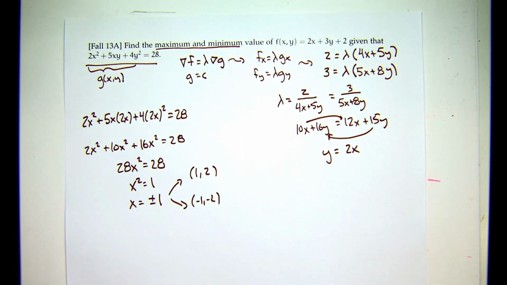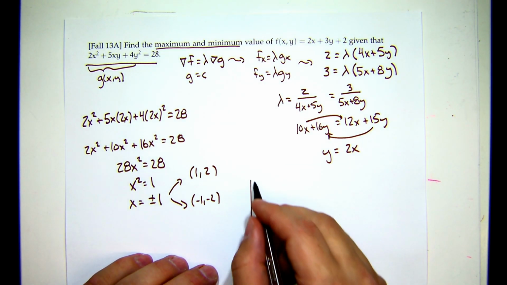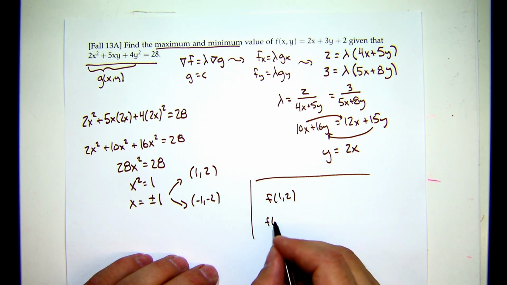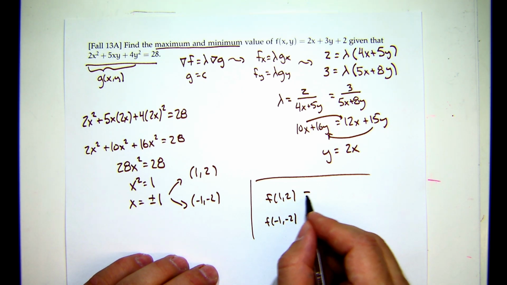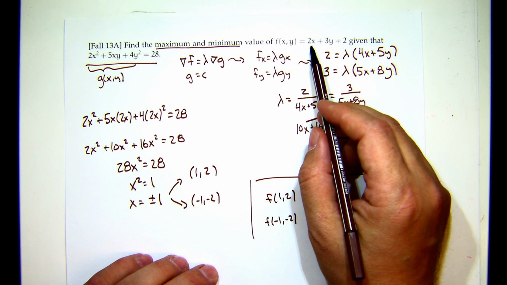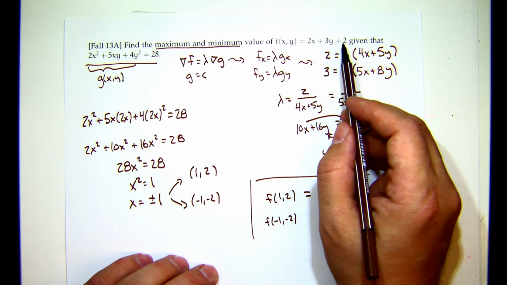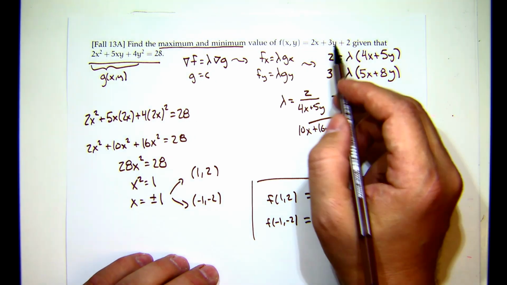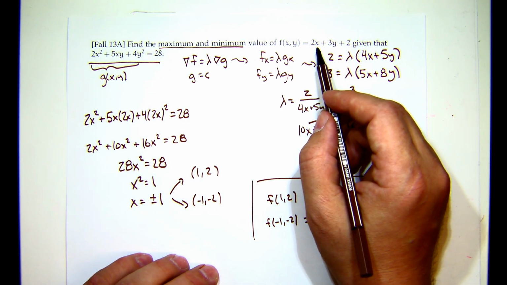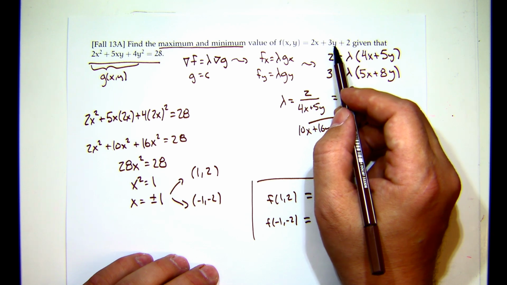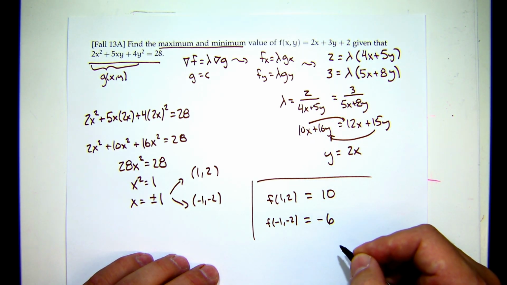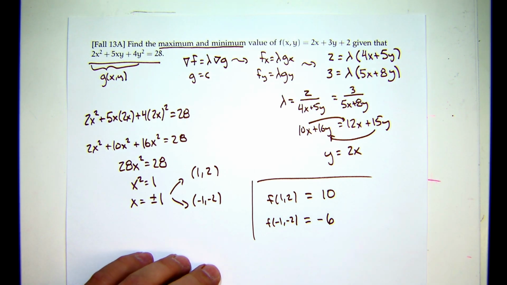So what do I do with these points now? Plug them in. Okay. So I'm going to plug in 1, 2, and minus 1, minus 2. If I plug in 1, 2, I'll get 2 plus 6 plus 2 is 10. If I plug in minus 1, minus 2, I'm going to get minus 2 minus 6 plus 2, which is minus 6. Now, how do I interpret it?